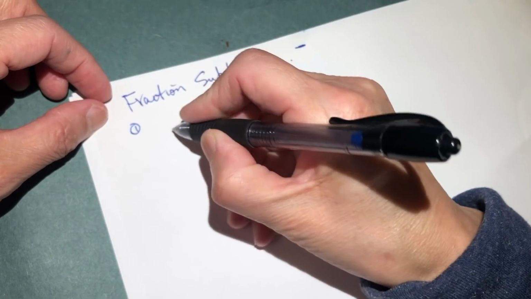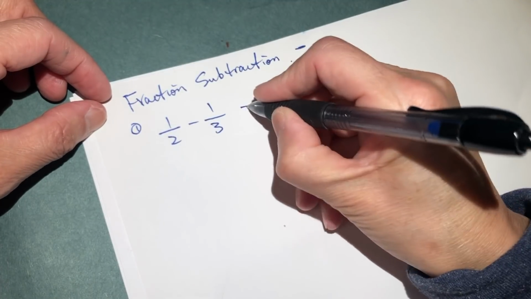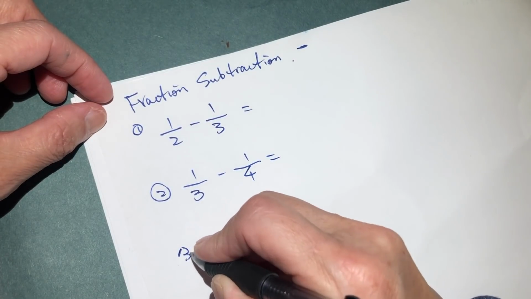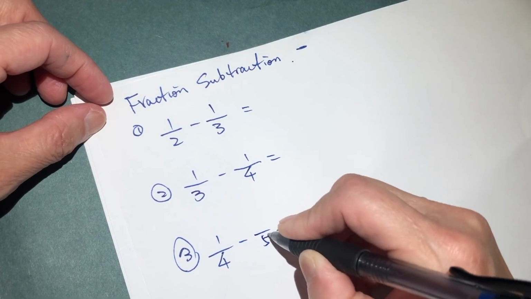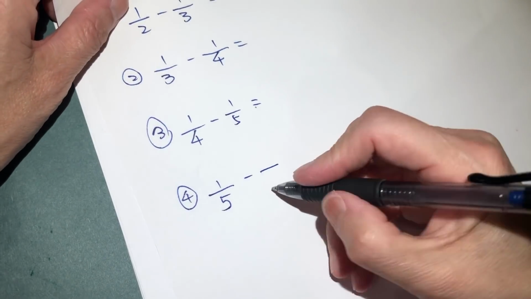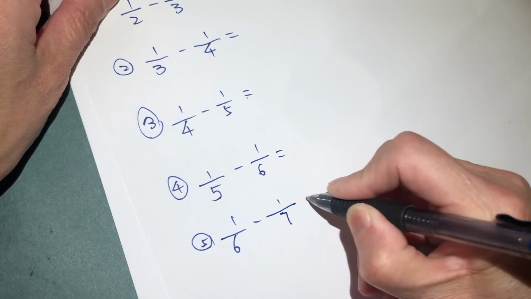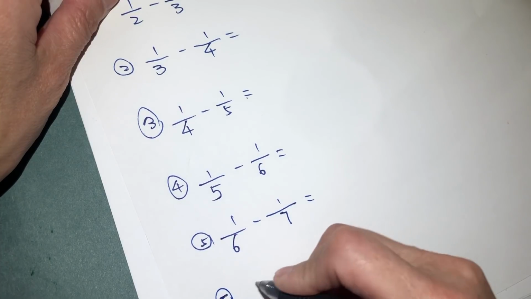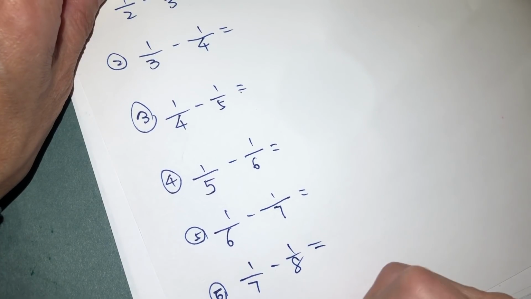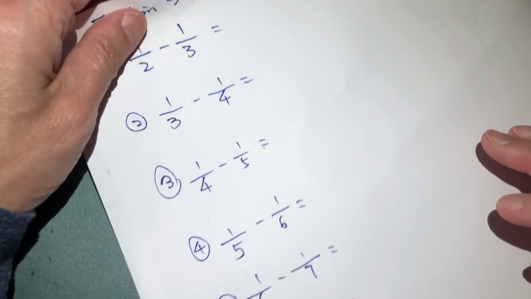The first, let's take a row: 1/2 minus 1/3, 1/3 minus 1/4, 1/4 minus 1/5, 1/5 minus 1/6, 1/6 minus 1/7, 1/7 minus 1/8, 1/8 minus 1/9. Okay, we will stop here.